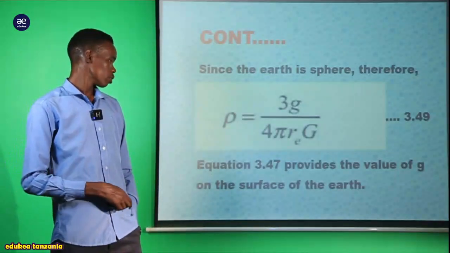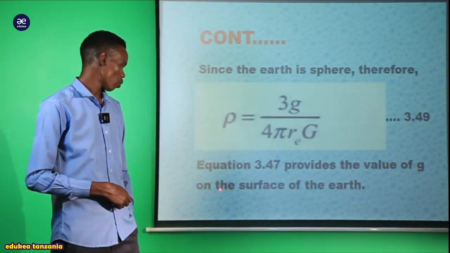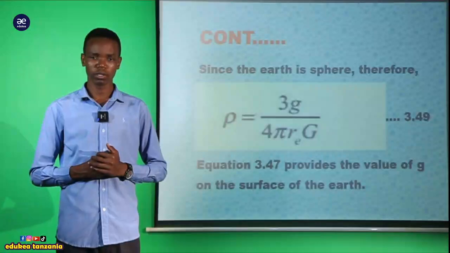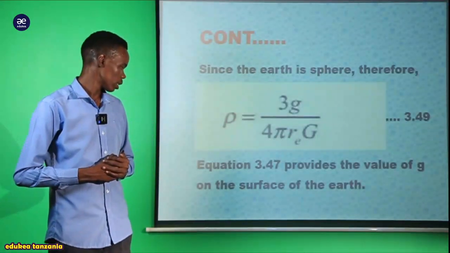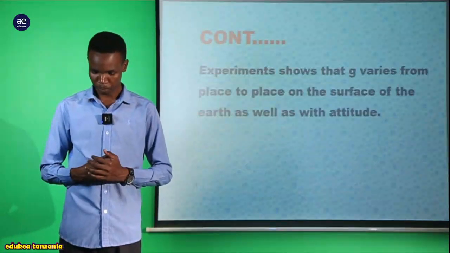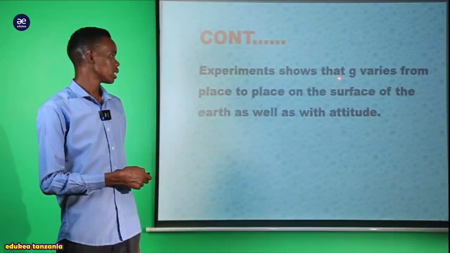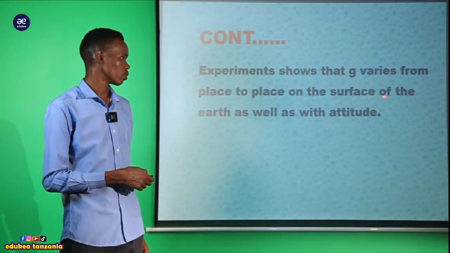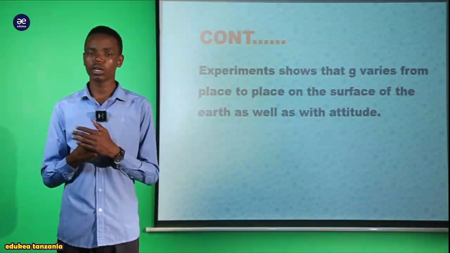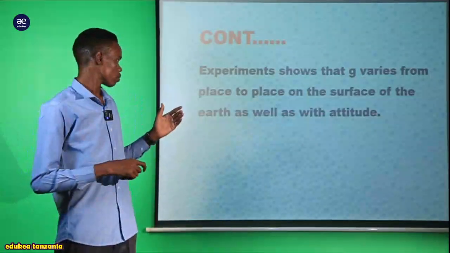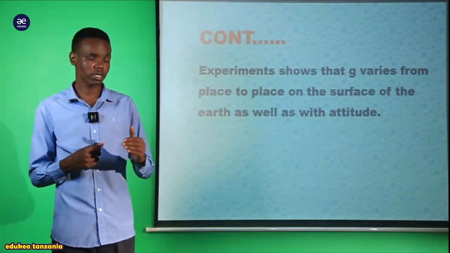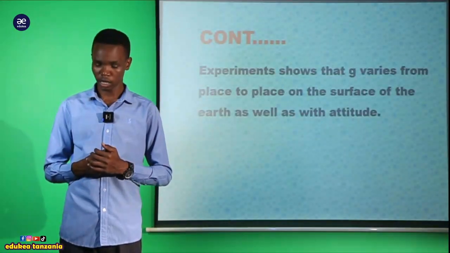So my dear student, equation number 3.47 provides the value of G on the surface of the S. After that, experiments show that G varies from place to place on the surface of the S. These experiments imply that G varies from place to place on the S, as well as with altitude.